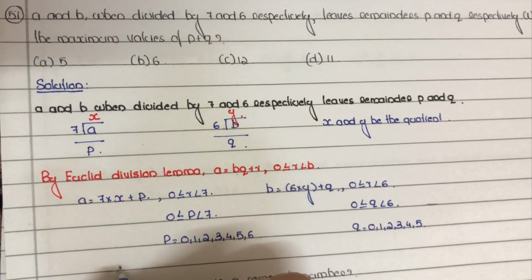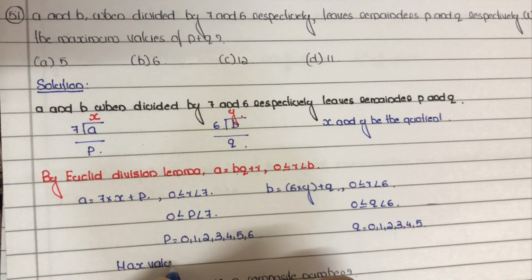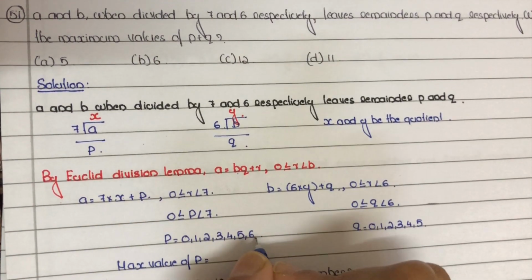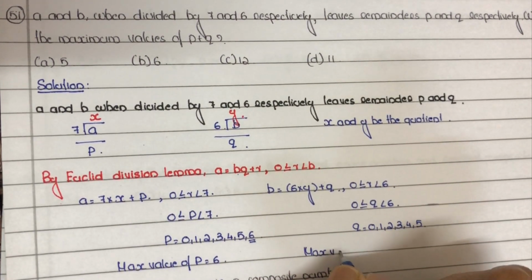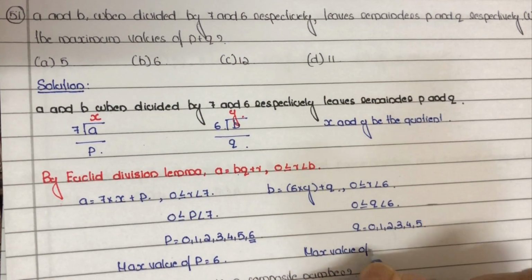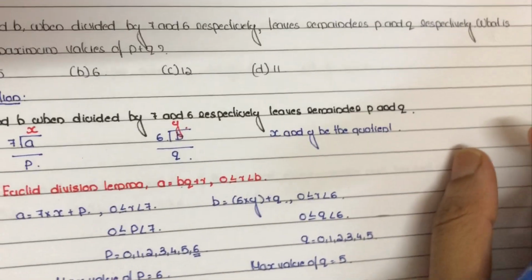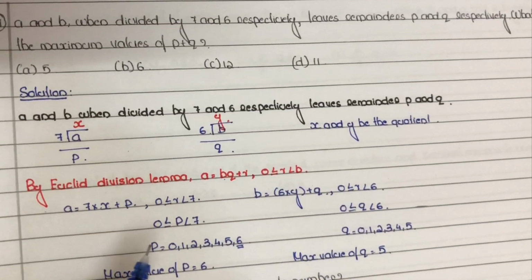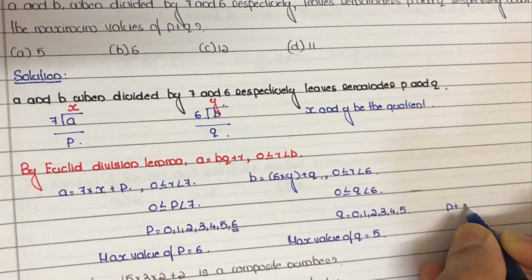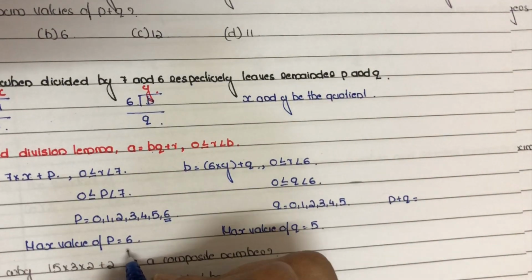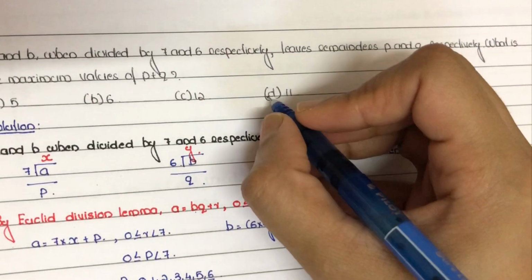So here the maximum value of P is 6. Similarly, the maximum value of Q is 5. And the question is, what is the maximum value of P plus Q? So the maximum value of P plus Q equals 6 plus 5, equal to 11. That is option D.